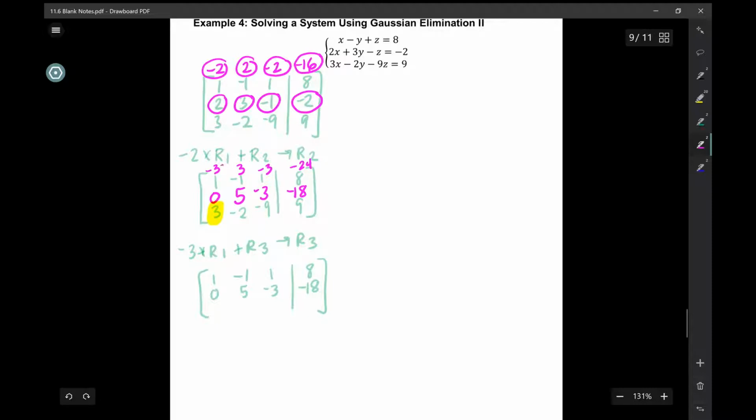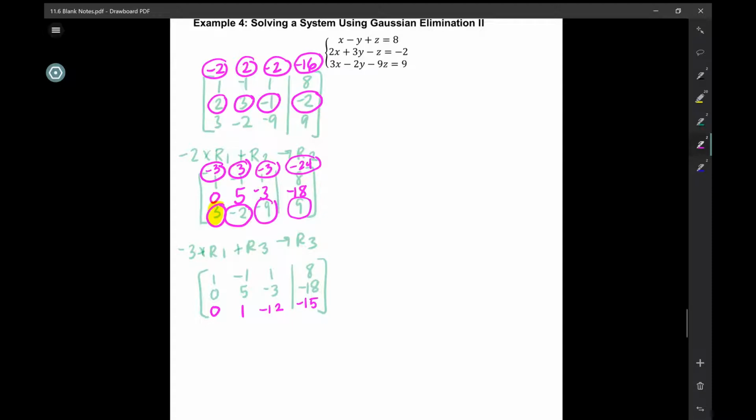All right, we're adding negative 3 to 3 and getting 0. 3 to negative 2 gives me 1. Negative 3, negative 9 gives me negative 12. Negative 24, positive 9 gives me negative 15. Pretty sure that's right. All right, we're in good shape now. What do we do now?